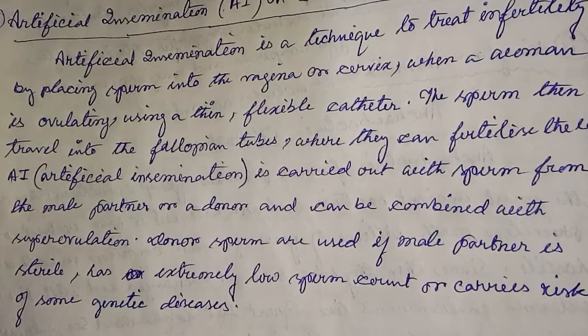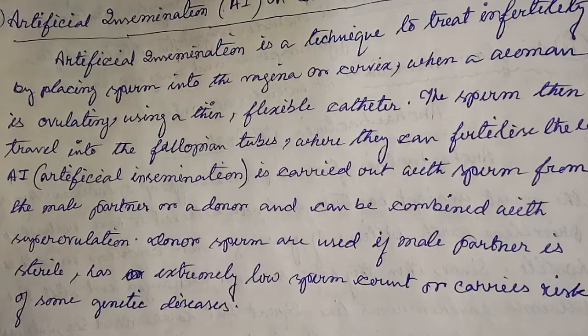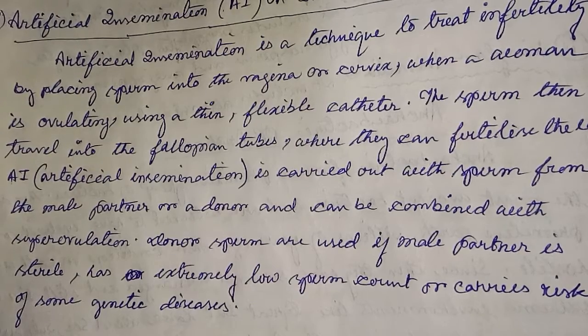Artificial insemination is also called intrauterine insemination, in which sperm are introduced directly into the uterus. In couples with unexplained infertility, IUI or intrauterine insemination increases chances of pregnancy manifold.